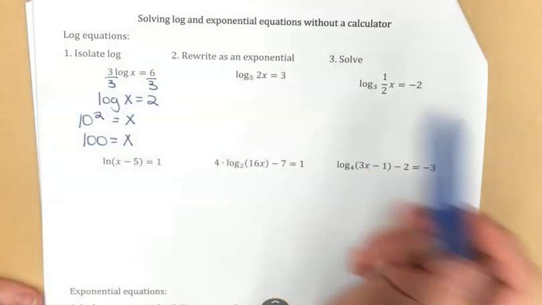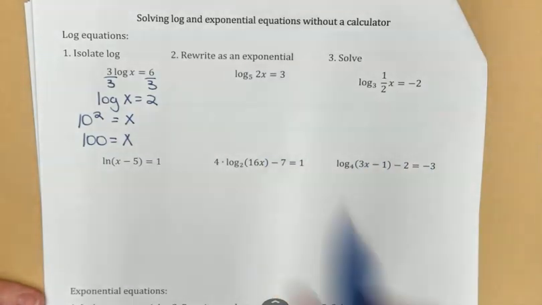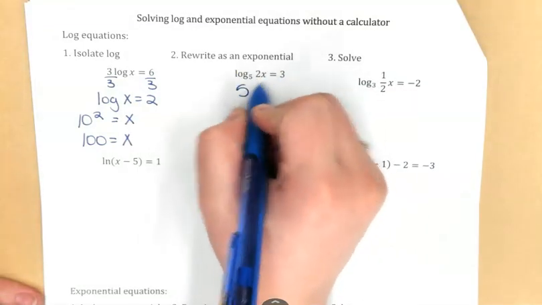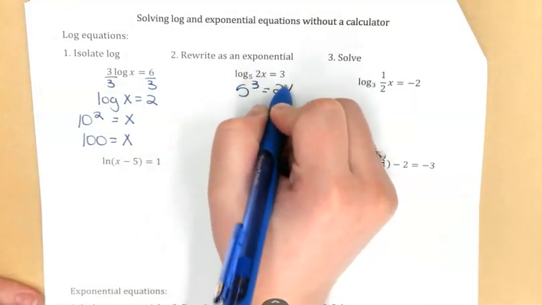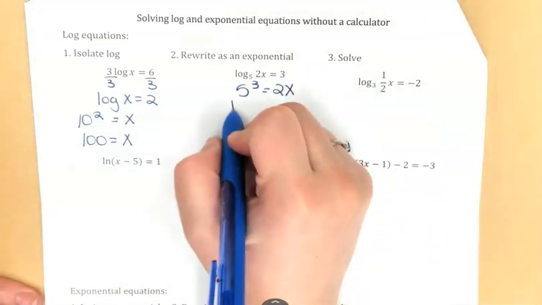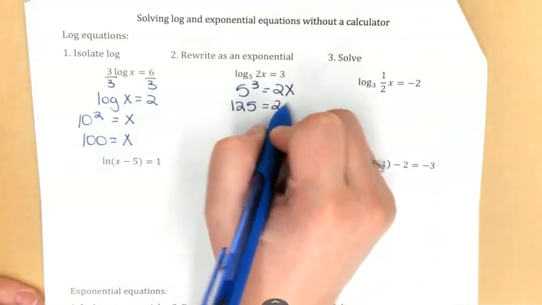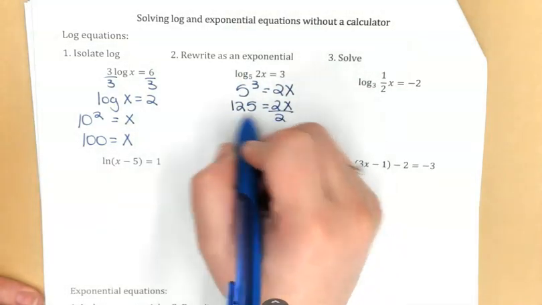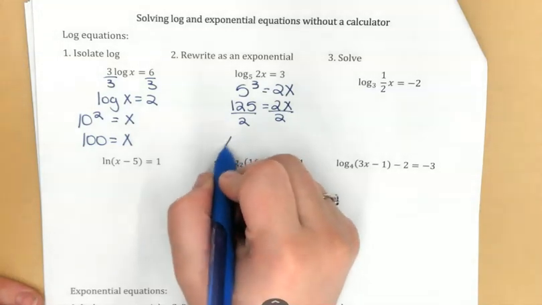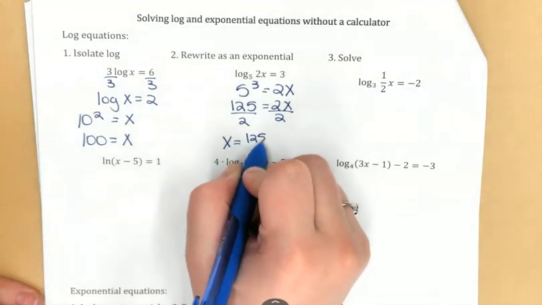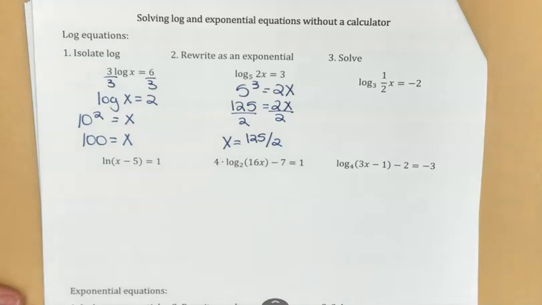On the next one, my log's already by itself, so I can write this as an exponential. That's going to be 5 to the third equals 2x. Well, 5 to the third is 125. So the last thing I'm going to be doing is dividing by 2, and this won't divide evenly, so I'm just going to leave it as a fraction.